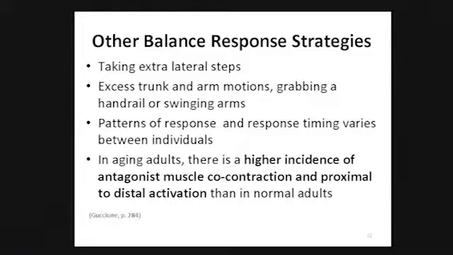Here's the deal with older people. There's a higher incidence of antagonist muscle co-contraction. What does that mean? Well, if I'm falling forward and my gastroc's supposed to be kicking in, but my dorsiflexors, my tib anterior, is kicking in at the same time, I'm not getting the right response to bring me back to upright position. That's confused.